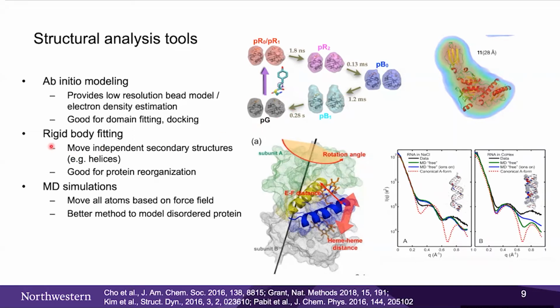And then the second category of the structural analysis tools would be to do a rigid body fitting where you have, for example, a lot of alpha helices, in this case, the hemoglobin, right? You move these alpha helices until the scattering pattern matches the data. And that is also a very good method because you have only this amount of degrees of freedom to work with. So you can nicely fit the data.